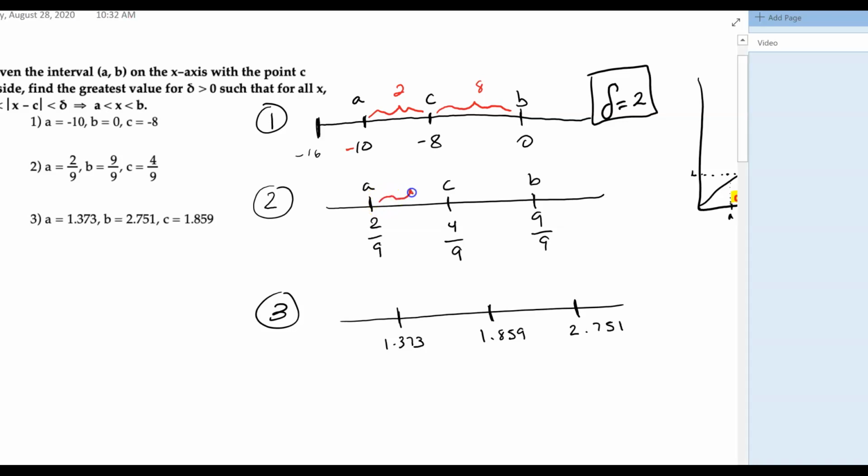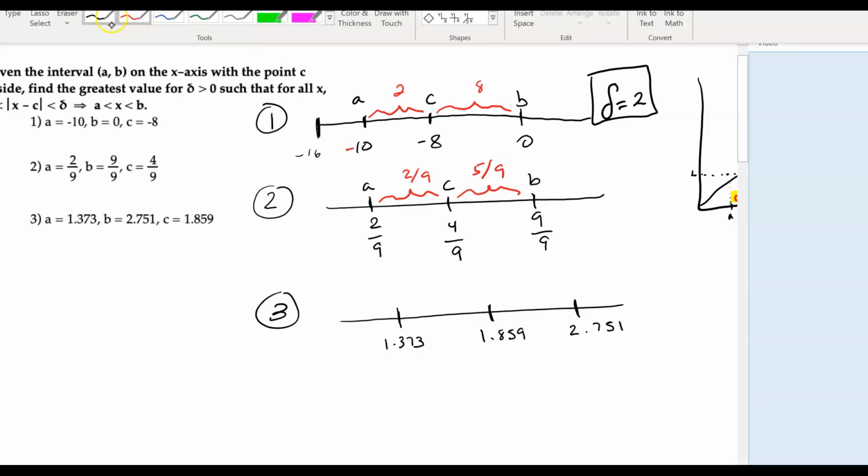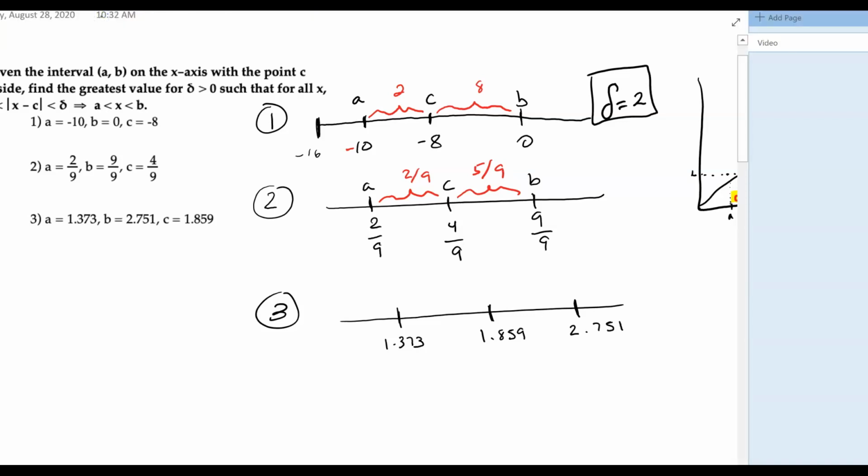So let's examine this spread now and this spread now. All right, so between A and C, the spread is 2/9, and between B and C, the spread looks like it's, what is that? 5/9. I'm sorry, 5/9. Okay, so the largest delta that we can accept is the one with the narrowest spread. So in this case, the delta will be 2/9. All right. So hopefully, you're understanding.